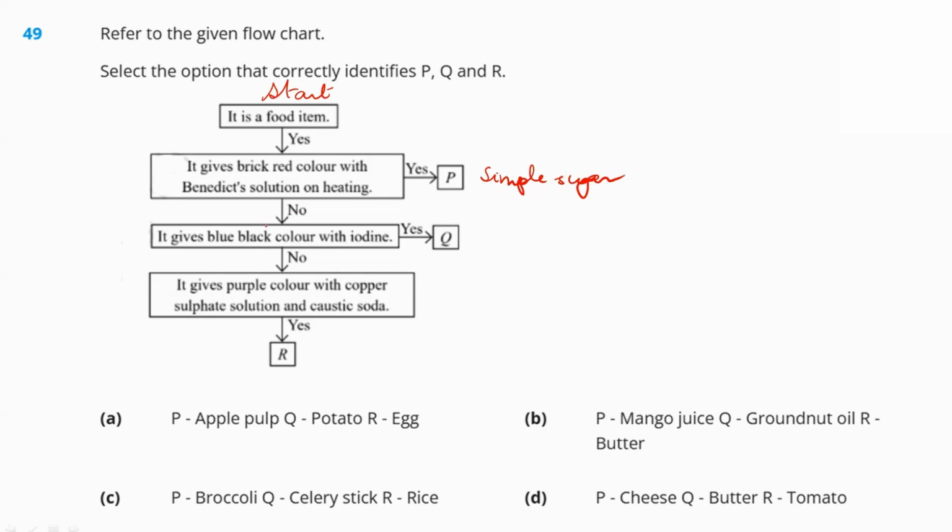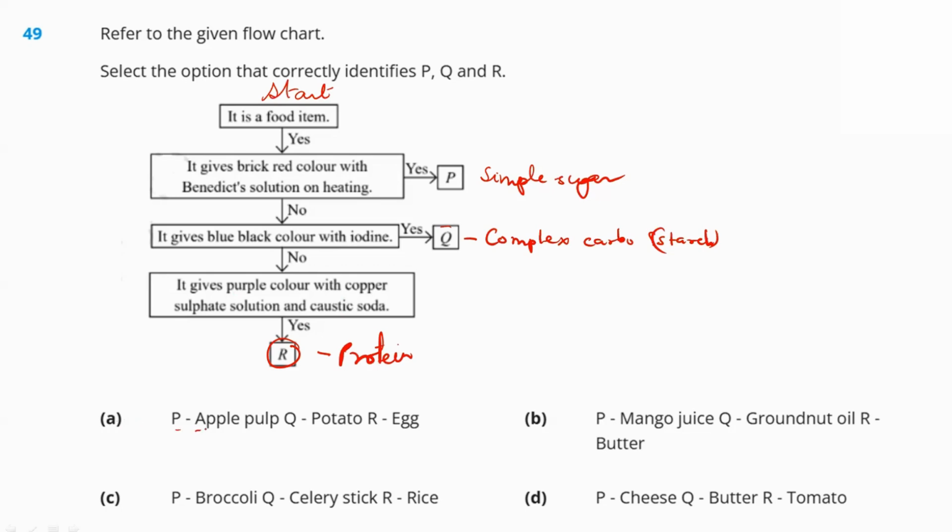Now, if it is a no, then it gives blue-black color with iodine. So Q is that substance which gives blue-black color with iodine. It is definitely going to be a complex carbohydrate such as starch, a starch containing food item. And if it is still a no, then this food item gives a purple color with copper sulfate and caustic soda. So R definitely has to be something that contains protein. Let's look at the options.